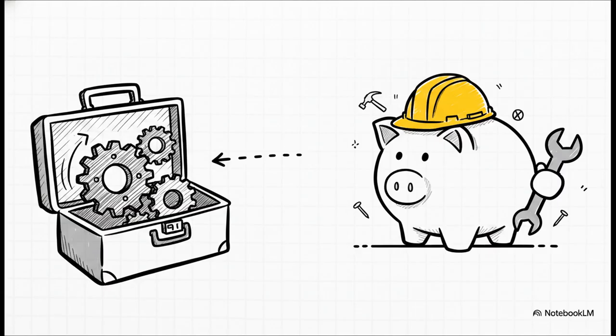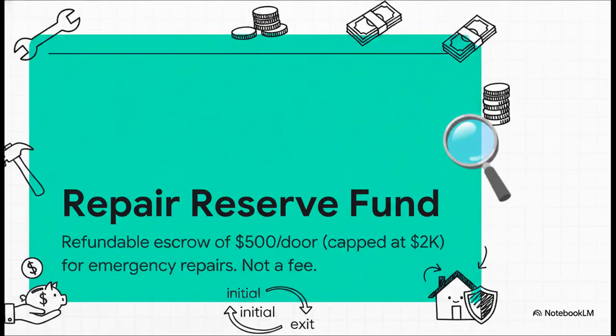The second component is the Repair Reserve Fund. So the crucial point is that this Repair Reserve Fund is a refundable escrow of $500 per door capped at $2,000 total. This facilitates fast emergency repairs, but most importantly, it is not a fee. It remains your money, returned to you upon your exit.